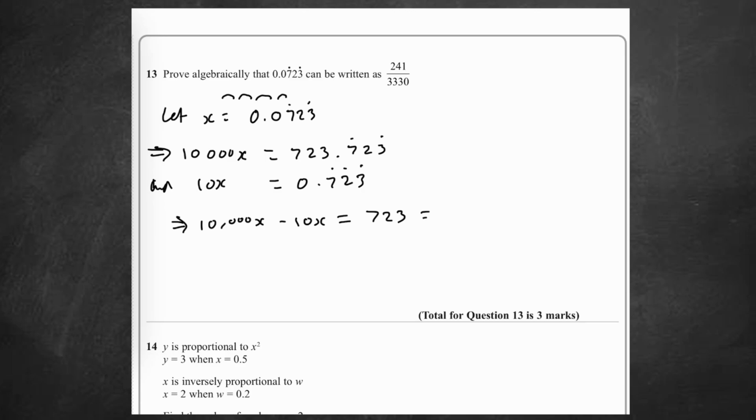So that's going to be 9,990x. Therefore, x is going to equal 723 divided by 9,990, just by dividing both sides of this by 9,990. And this, if you divide the top and the bottom by 3, is 241 over 3330, which is as required.